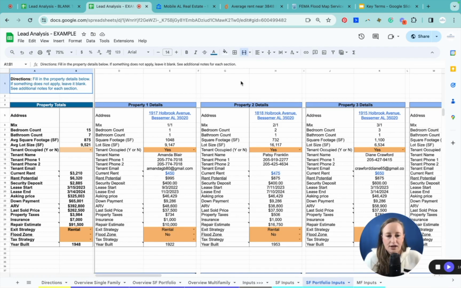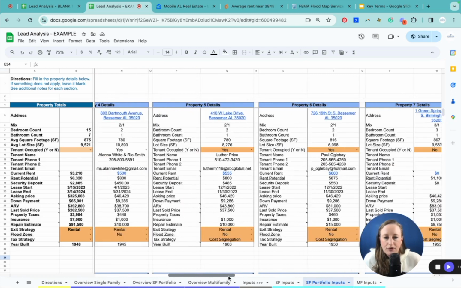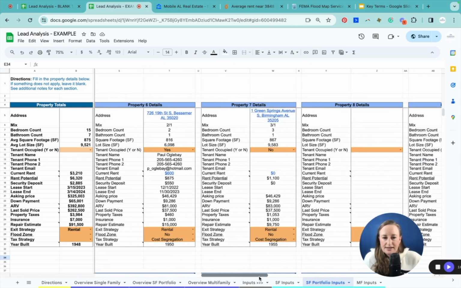Okay, so this deal is a 7-property portfolio. This is a deal that we actually considered a few months ago, and we did not buy it. You'll see why here in a few minutes, but very similar to the single family property, you're going to go through and input all the basic property details for each property in the portfolio. In this case, we had 7. So I went through and, same as the single family, input all these details.